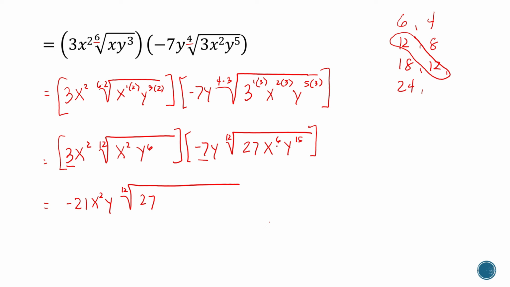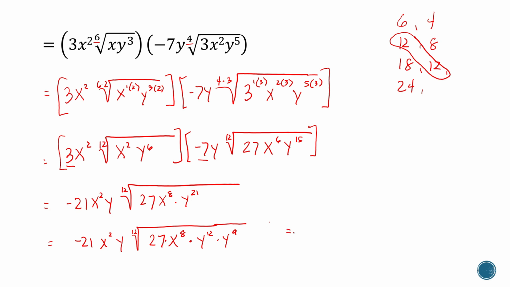27. X squared and x raised to 6 is x raised to 8. We add the exponents. Y raised to 6 times y raised to 15 is equal to y raised to 21. And I think we can simplify this y raised to 21, right? So what I'm going to do is I will factorize first that y raised to 21. So x raised to 8, y raised to 12, because we want the exponent to be 12, so we can simplify it. And then y raised to 9.